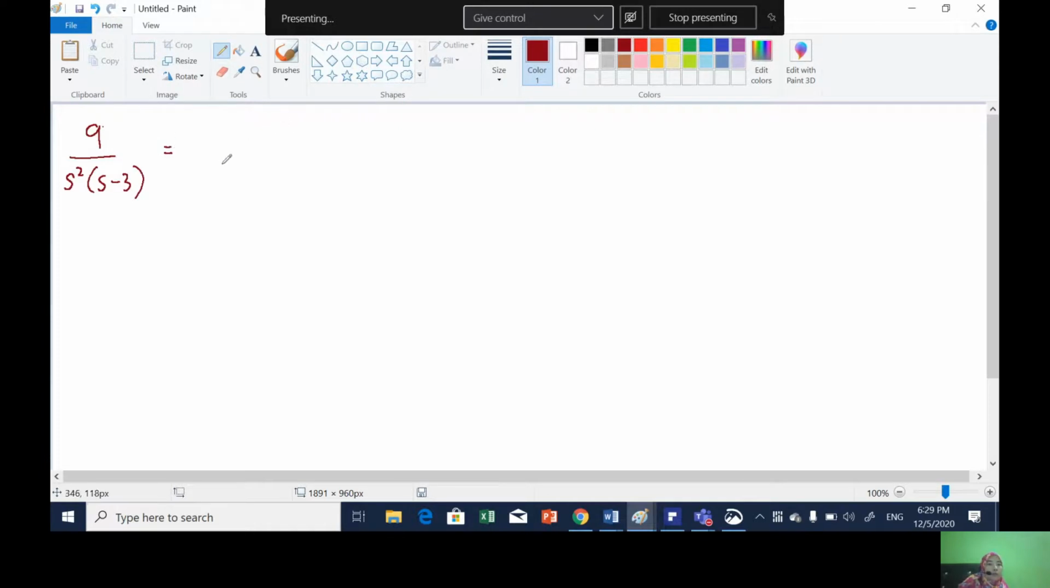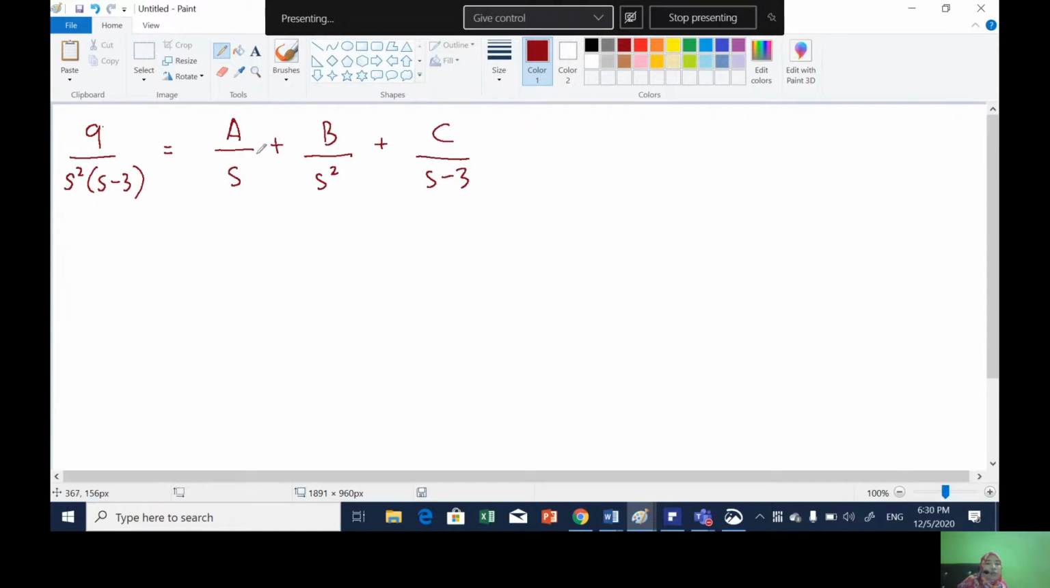Okay, so this is power of 2. So they must have the first one, power 1, power 2, and another constant fraction, s minus 3. There are 3 partial fractions here. So the next step is to find the values of A, B, C. A, B, C must be constants. Remember we have to combine these 3 partial fractions into one single fraction.